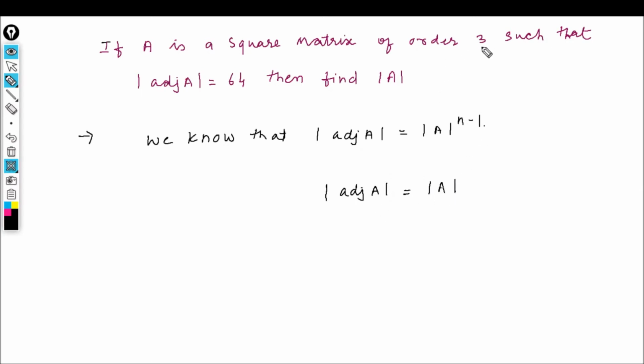So order of given matrix is 3. So it will be 3 minus 1. So determinant of adjoint of A is equal to determinant of A square. Determinant of adjoint of A is 64, equal to determinant of A square. So this implies determinant of A is equal to plus or minus 8.